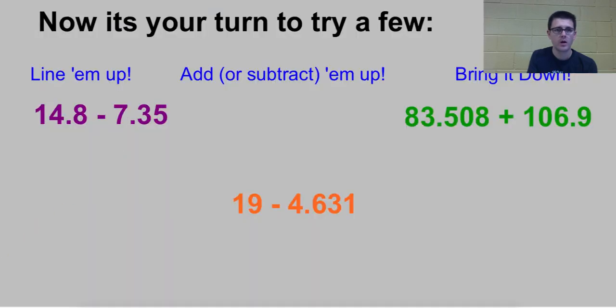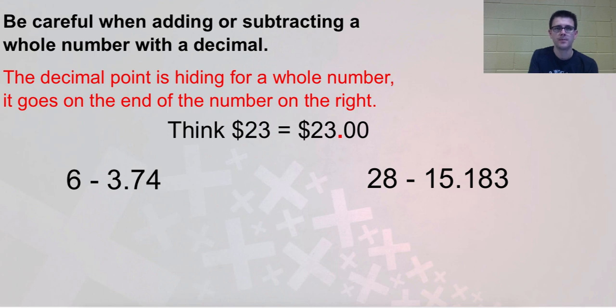We are almost done. Sorry, I jumped ahead on myself there. So the last one is what to do when one of the numbers doesn't have a decimal in it. It doesn't mean there isn't a decimal. It doesn't mean you ignore the decimal. Sometimes you have to write in the decimal in the number itself.